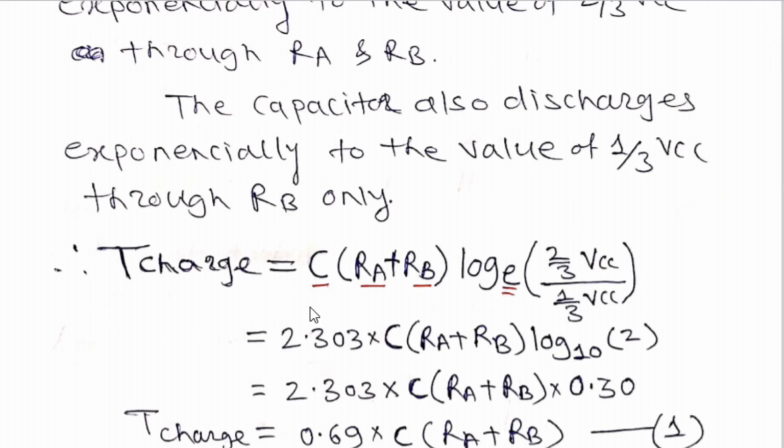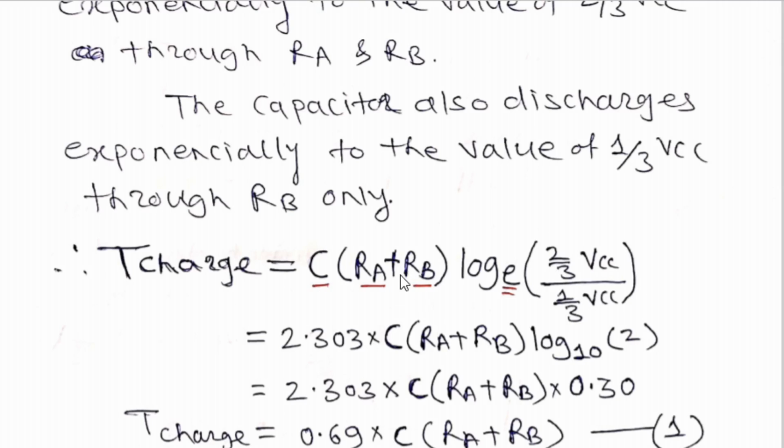And this is very simple to remember. The time required to charge the capacitor, T charge, depends on the value of the capacitor itself, as it charges through RA and RB. Therefore, the addition of these two goes into the bracket. The capacitor charges exponentially, therefore there is a log to the base E. To what value does the capacitor charge? To 2/3 of VCC. To what value does it discharge? To 1/3 of VCC. Therefore, the ratio of 2/3 VCC to 1/3 VCC comes into the bracket. And this is very simple, you can remember.